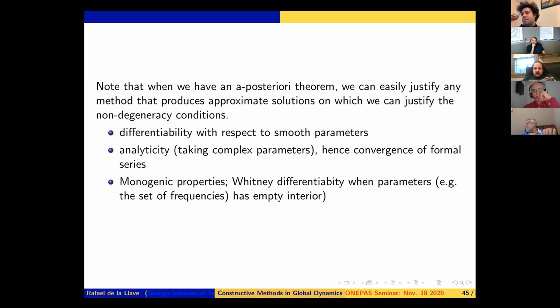Then you prove that the series converge because you guess a derivative, and then you prove that the guess of the derivative exists, and then you prove that all this works with complex numbers, and then you prove analyticity, and then you have analyticity, and then things converge.